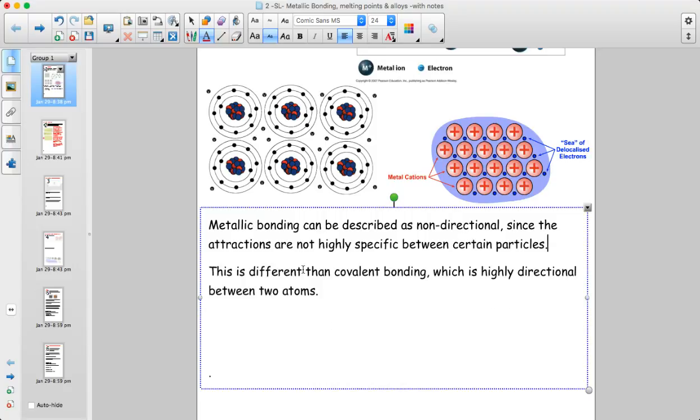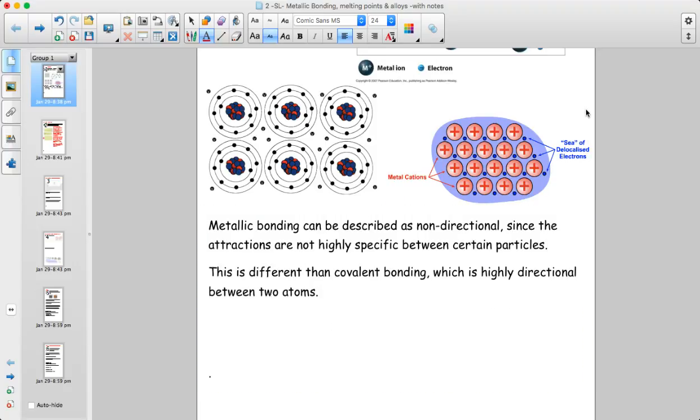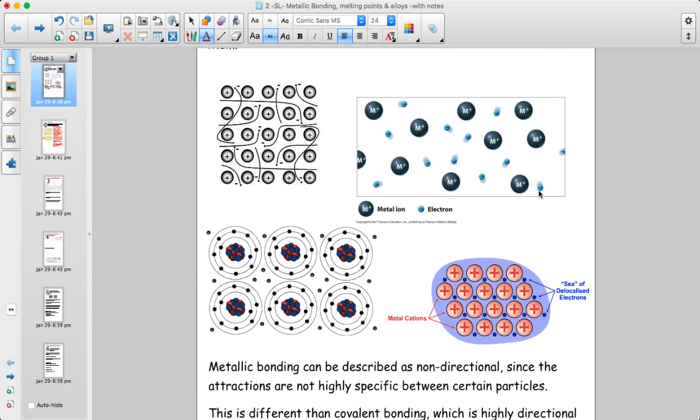It's different than covalent bonding, where it is highly directional in nature because you have two atoms bonding with each other, sharing electron pairs with each other. So it's a very different model of bonding than how we believe metals stick together.